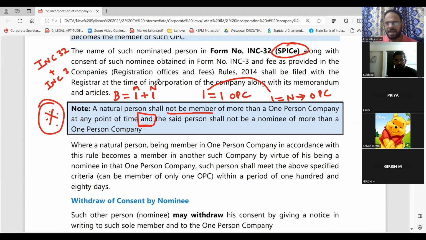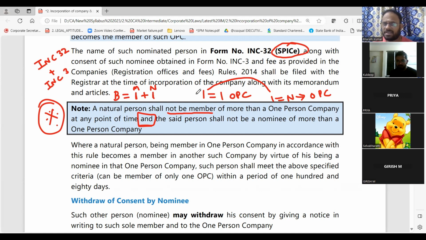See the next point, where a natural person, obviously, you know who is a natural person. Artificial means a company should not be there. Being a member in one person company, in accordance with this rule, becomes a member in another such company by virtue of being a nominee in that one person company. Such person shall meet the above specified criteria within a period of 180 days.